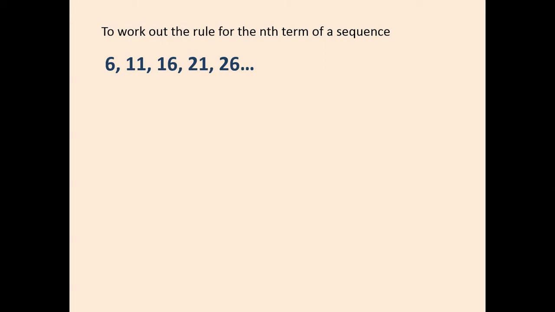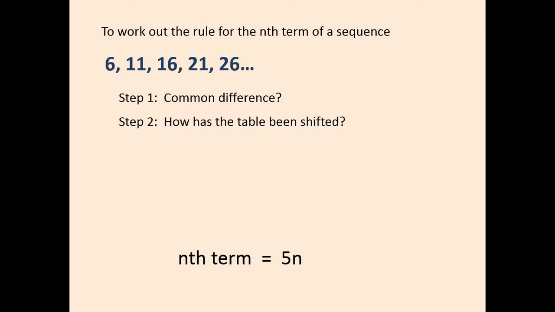What about this one here? What I would like you to do is copy down this particular sequence and work out the nth term using the same example. Step one is work out what the common difference is. To get from 6 to 11, you add 5 each time. From 11 to 16, you add 5. 16 to 21, you add 5, and so on. So my nth term is going to be 5n.